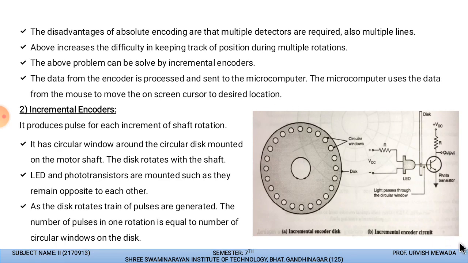This is a disadvantage. The main disadvantage of this absolute encoding is that multiple detectors are required.